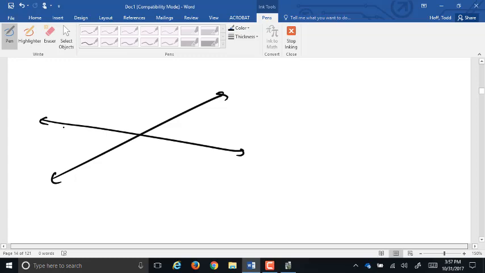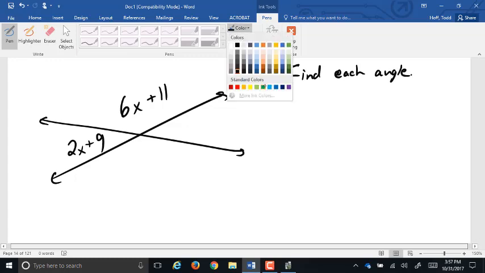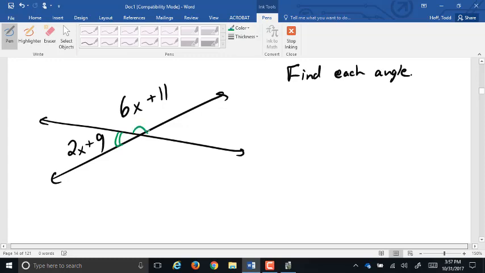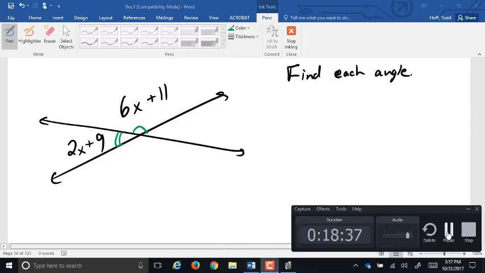Where we might have had something like, oh, let me be 6x plus 11 and 2x plus 9. And I ask you to find each angle. See if you can find each of those two angles marked here. I'll give you a minute or two to work on that.